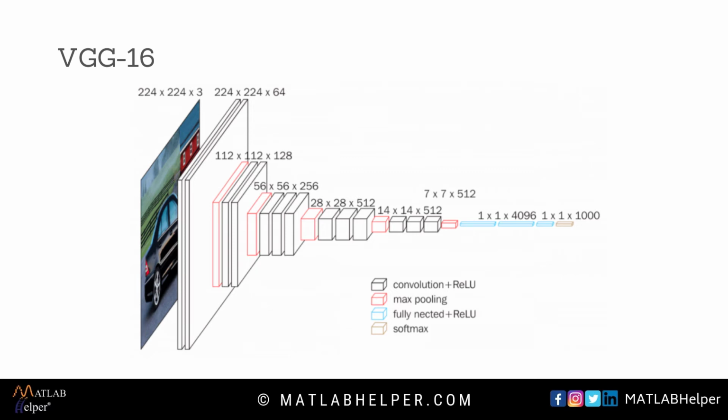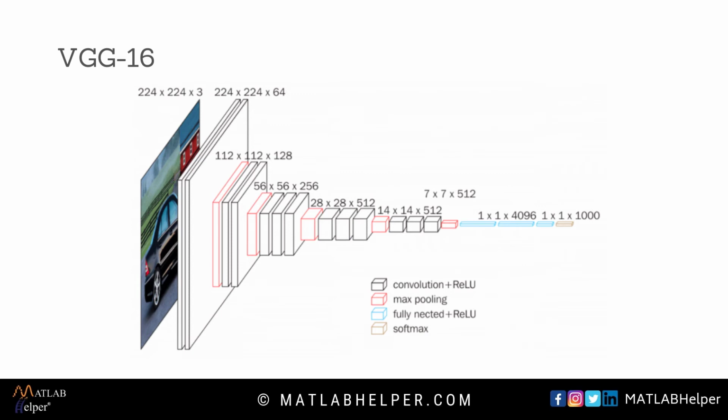VGG16 is made up of 16 weight layers including 13 convolutional layers and 3 fully connected layers. One of the most significant disadvantages of the VGG16 network is that it is a large network, which means that training its parameters takes a longer time. This is all about the VGG network.